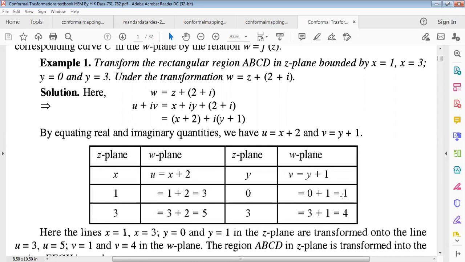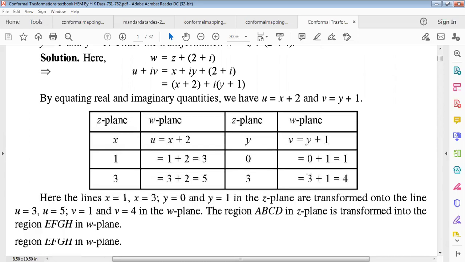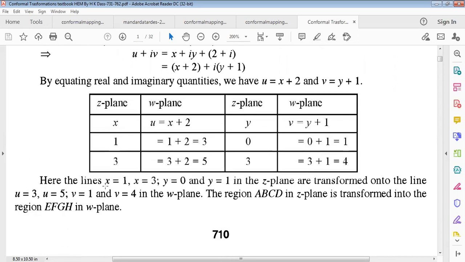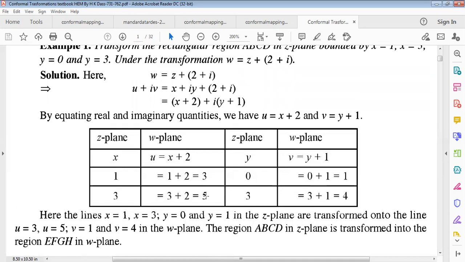This is actually the output for y, and this is the output for x values. Now here the lines x equals 1 and x equals 3, this is given, and y equals 0 and y equals what?